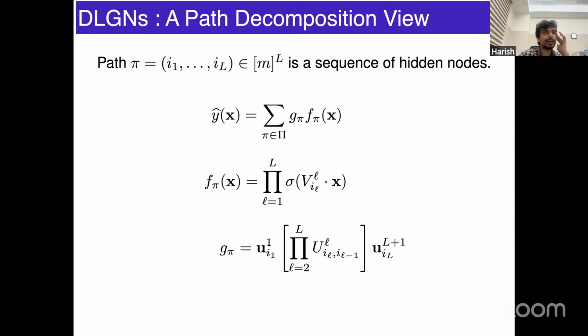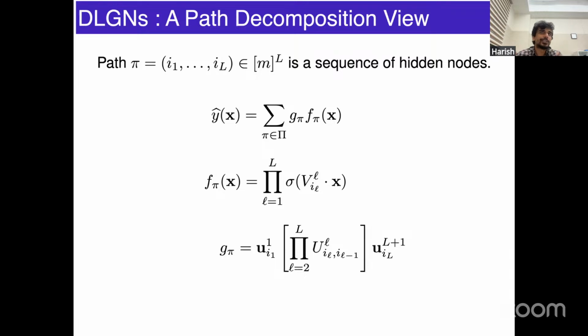This is a pretty simple expression. The key power of the model comes from the fact that it's a sum of M power L such paths, because M power L can easily be quite large. Even if you have, let's say, 10 layers with 20 neurons per layer, which would not be considered a large network, you have 20 power 10 possible paths. So it's a sum of 20 power 10 terms.